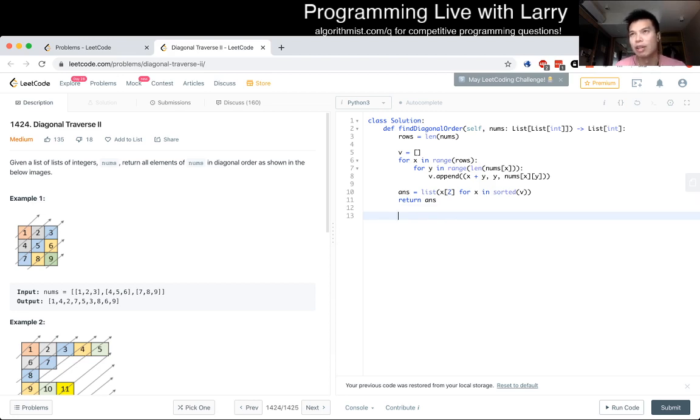And what did I sort on? Well, we know that we're going to have to number the diagonals in some way, and then the column as a secondary sort. So that's essentially what I did here.